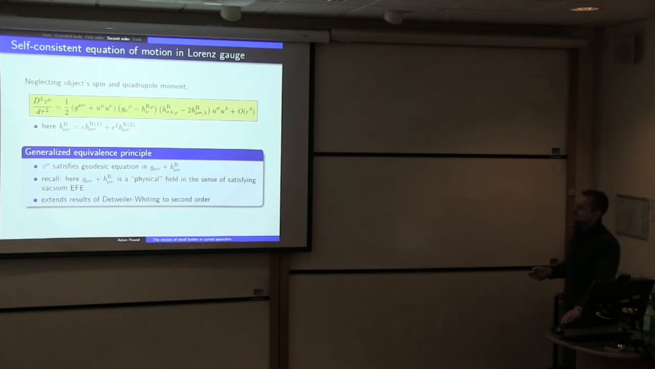So recall that here G plus HR is a physical field in a loose sense, in that it satisfies the vacuum Einstein equation. Also this other condition that it's causal on the world line. When you evaluate it on the world line, or any of its derivatives on the world line, it only depends on the past history. So from the object's perspective sitting on the world line, it really seems as if it's just some field that's sitting around it. And so this can be called a generalized equivalence principle. No matter what the object is, it moves on a geodesic of some, roughly speaking, physical metric that it finds ambient around it. So this is an extension of the Detweiler-Whiting results to second order.